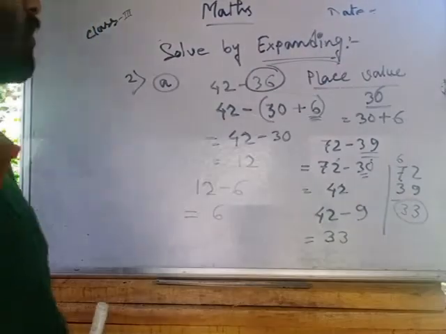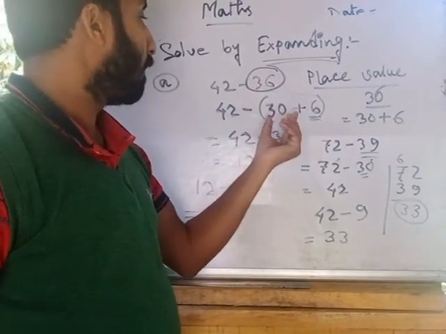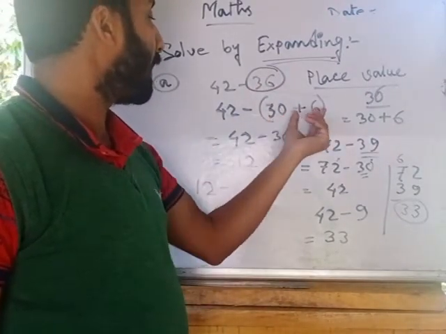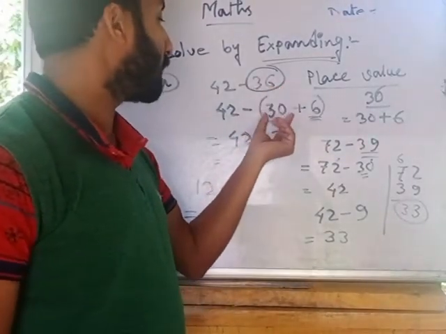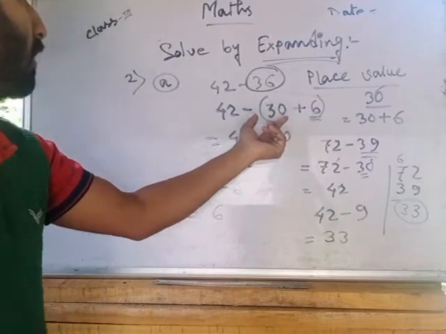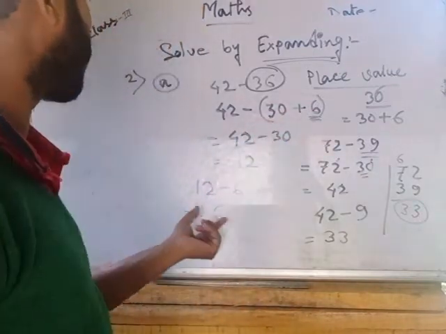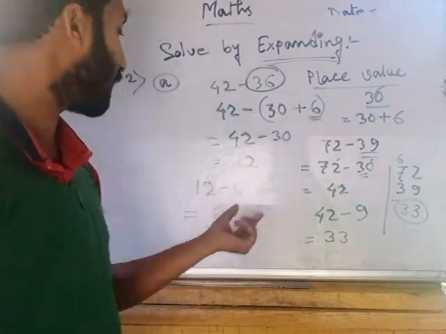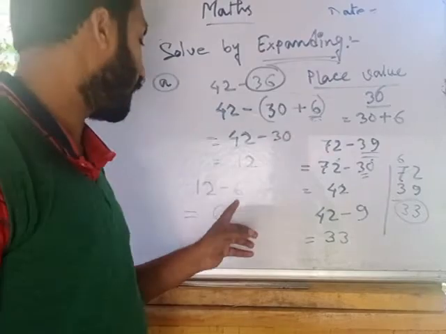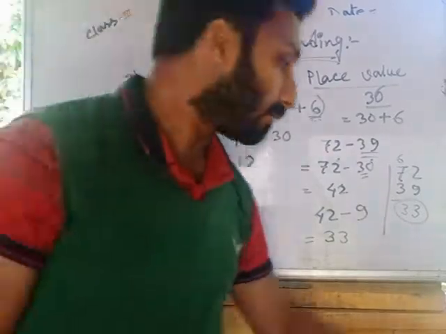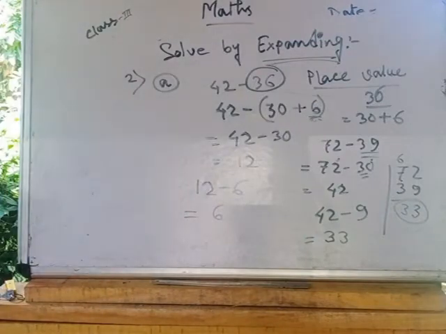That means you should subtract a number by expanding. Expand the number 36, that is 30 plus 6. At first you should subtract 30, or the tens place value. Then you should subtract 6. After getting the result, you should subtract once again. Okay, so these are your homework from page number 65.